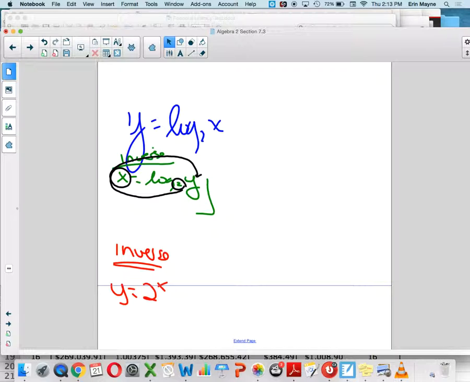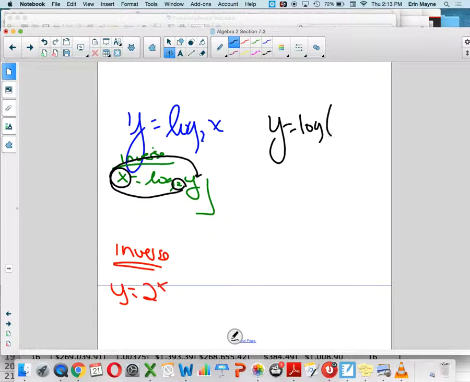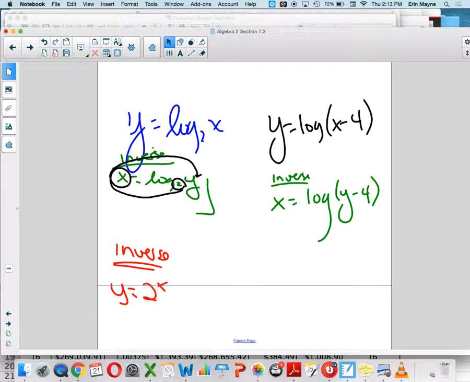I switched their spots, and that gives you x equals log 10 parentheses y minus 4. Then I did the reverse of the log, which is 10 to the power of x equals y minus 4. If you found that inverse, tell me how to do it. I'll take a volunteer. If I've got y equals log of x minus 4, what do I do to find the inverse, Dennis? Well, the first one would switch the x and the y. Yep. And then you would reverse the log, which would give you 10 to the power of x equals y minus 4.